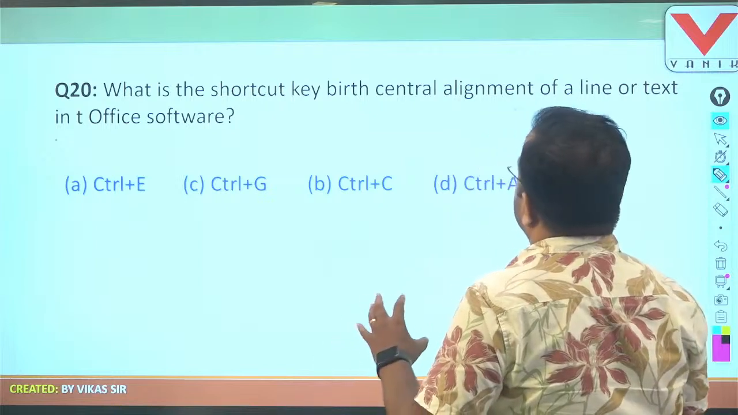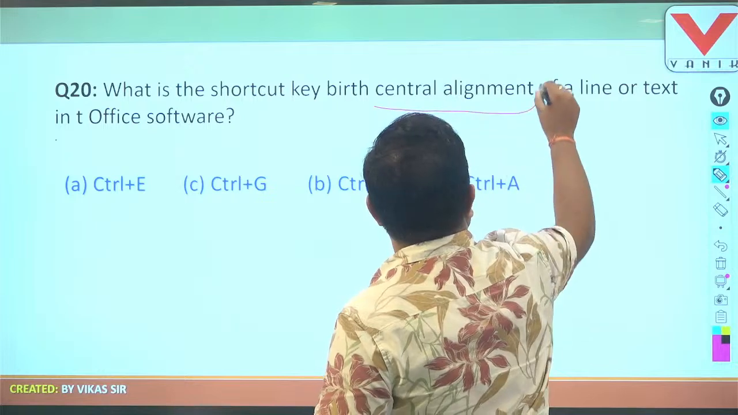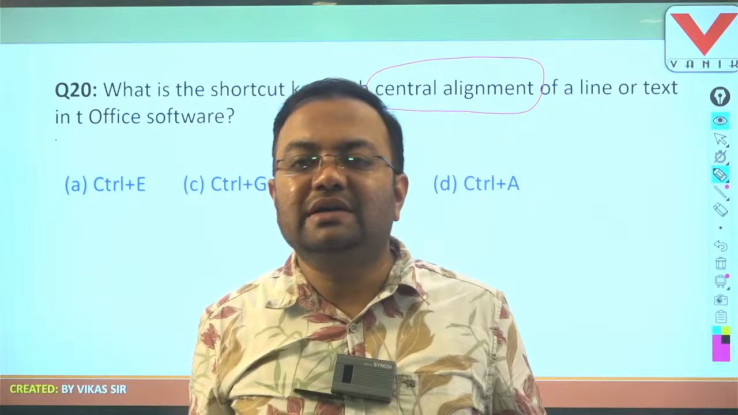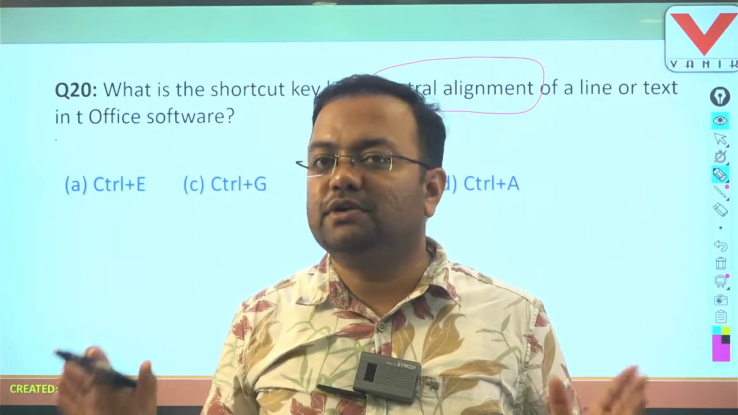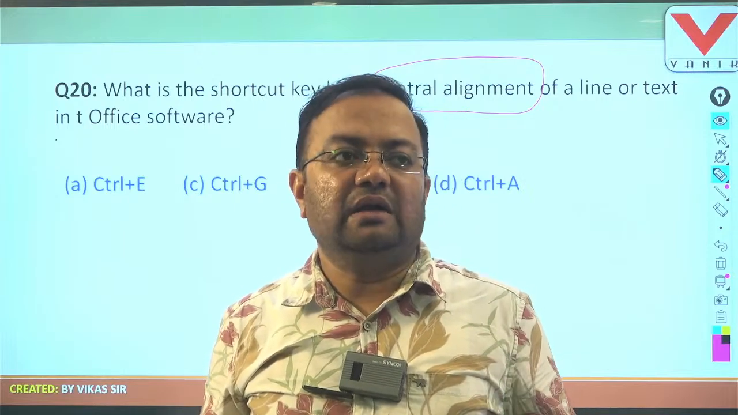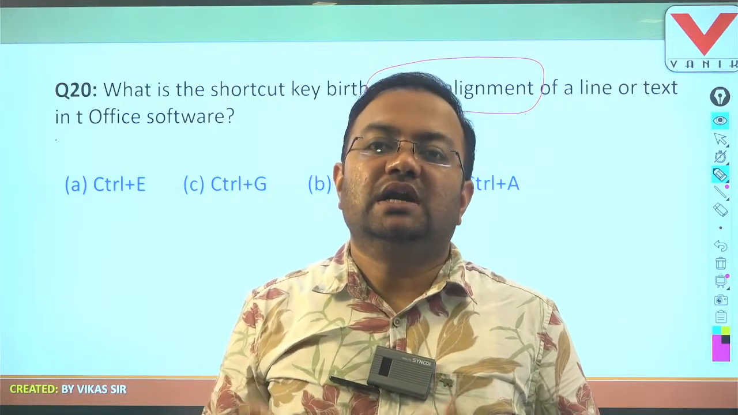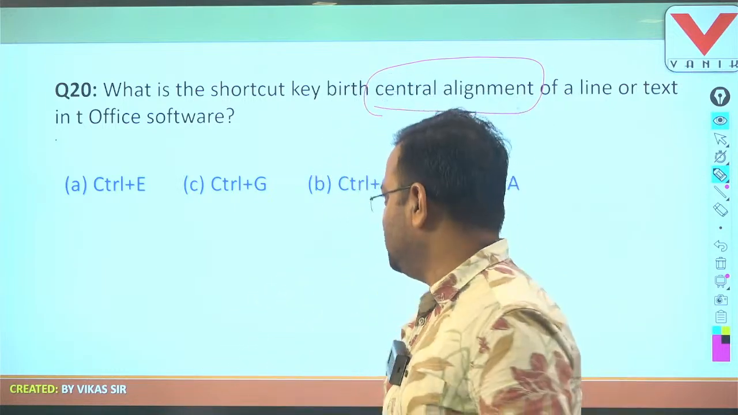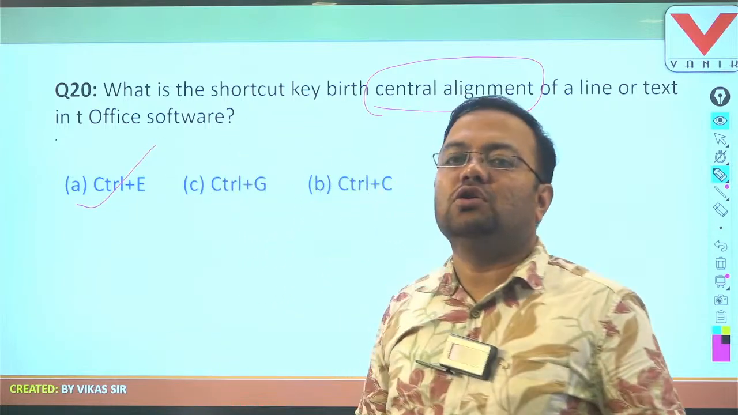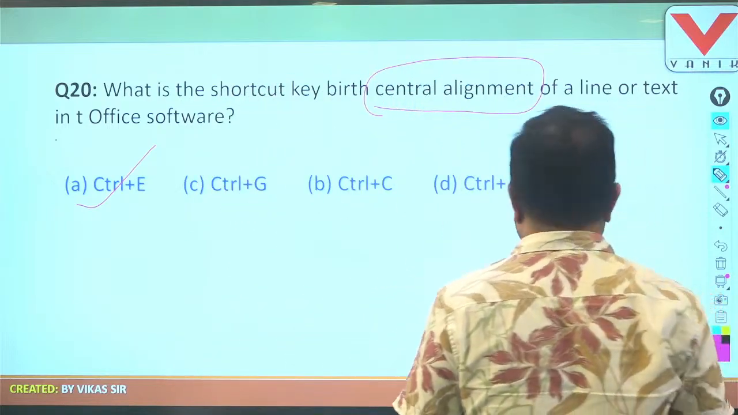What is the shortcut key for center alignment? Okay, so what is alignment? Alignment means arrangement of the paragraph with respect to margin. And how many alignments are there? 4 alignments. Left alignment, Control plus L. Right alignment, Control plus R. Center alignment it has asked, so Control plus E. So option is A, Control E. And for justify, Control plus J. We know that. Very simple questions. So question number 20, answer is A.